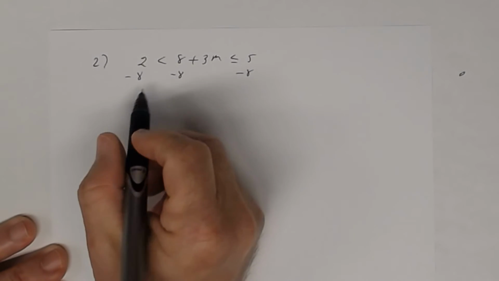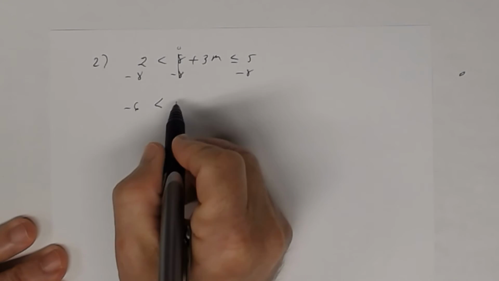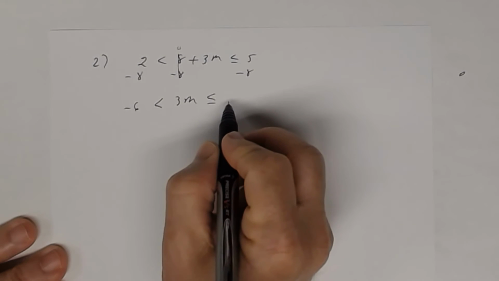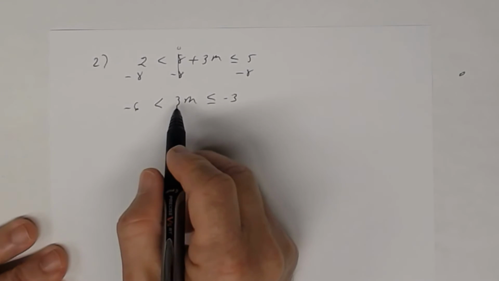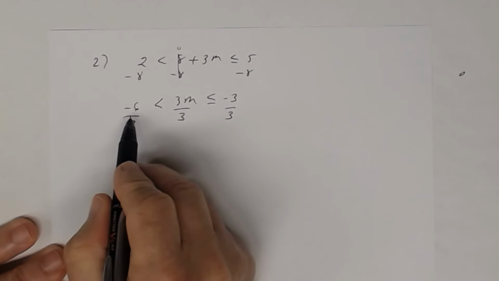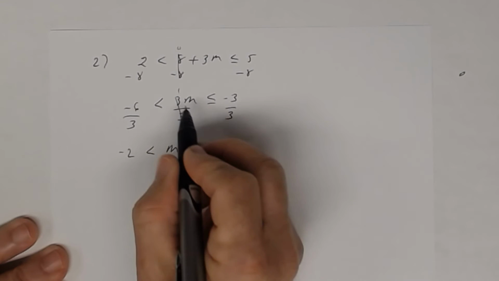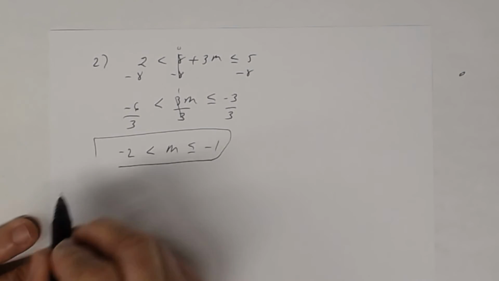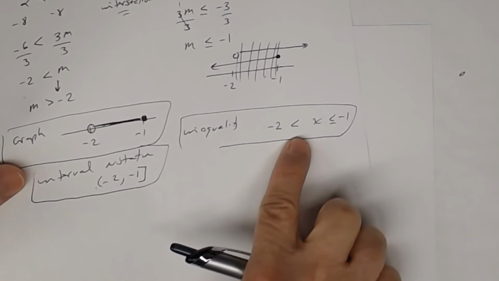Combining like terms, 2 subtract 8 is -6 is less than 3m in the middle is less than or equal to 5 subtract 8, which is -3. Getting the variable m in the middle, we're going to divide all parts by 3. And so -6 divided by 3 is -2 is less than m. -3 divided by 3 is -1, so m is less than or equal to -1. And there's your inequality. There's your solution. This right here is this.